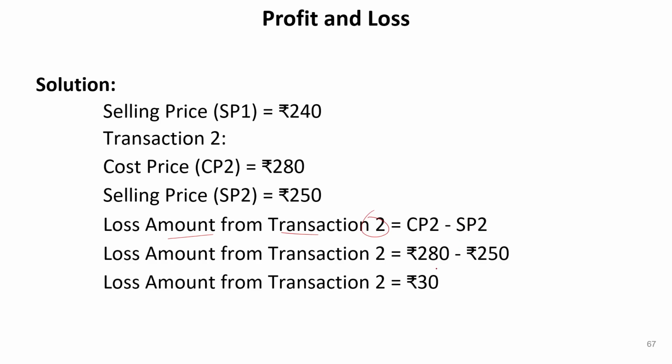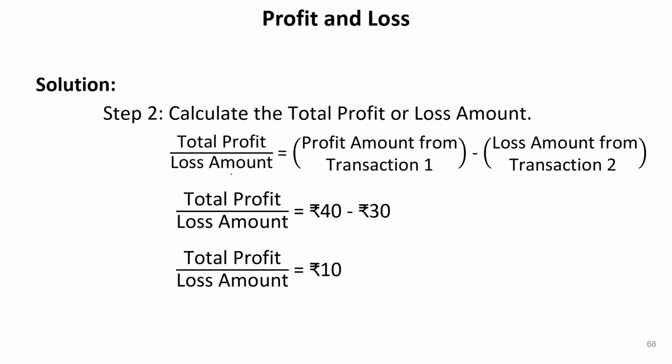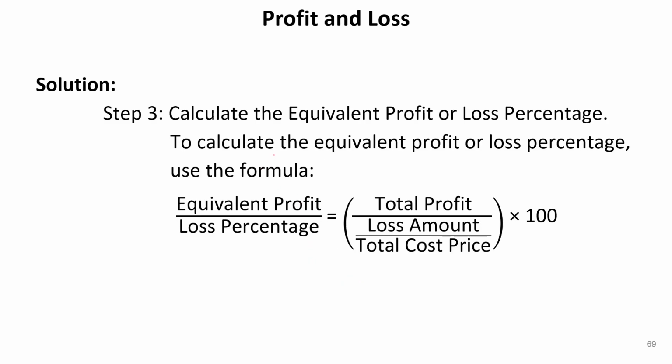CP2 minus SP2, that is equal to 30 rupees, and the profit amount will be 40 rupees. So the total amount is 10 rupees, that is the total profit minus loss amount. So calculate the equivalent profit or loss percentage.